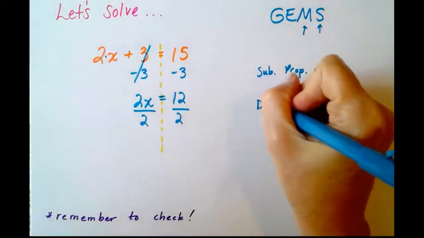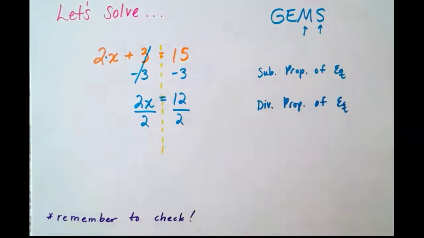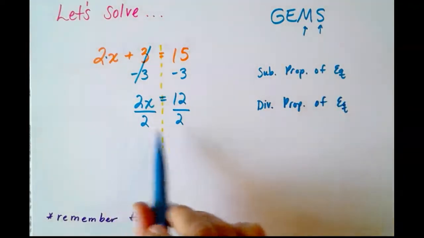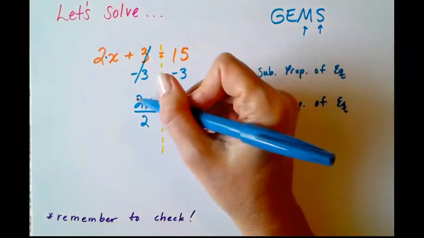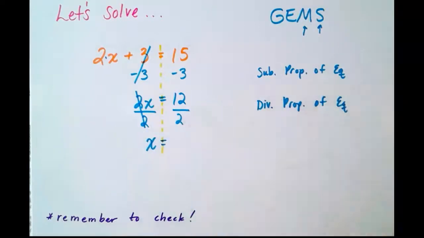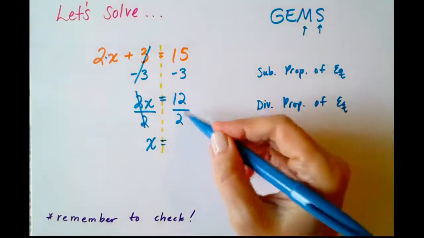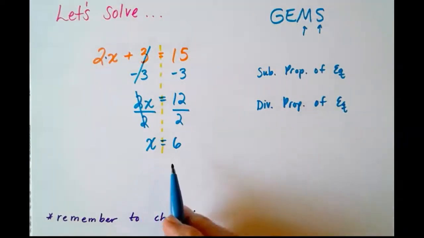We are using the division property of equality. We're keeping our equation balanced. Whatever we do to one side, we do to the other. 2 divided by 2 is 1. That leaves x all by itself. 12 divided by 2 is 6. So, will 6 make this equation true?